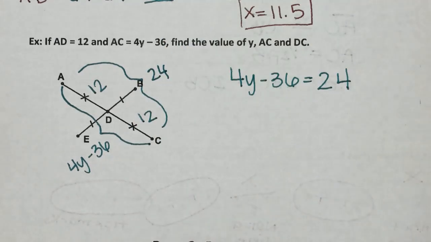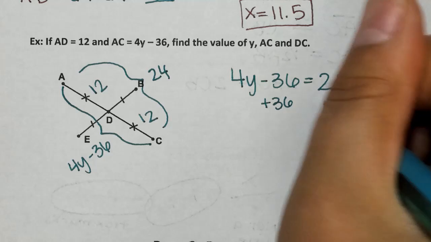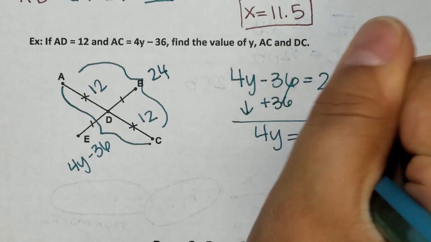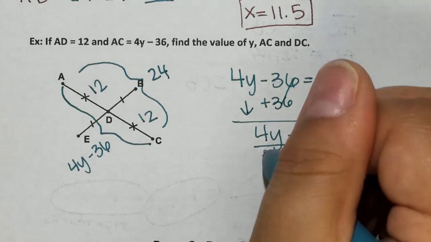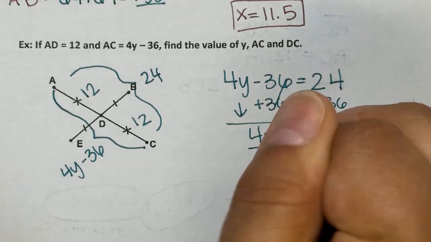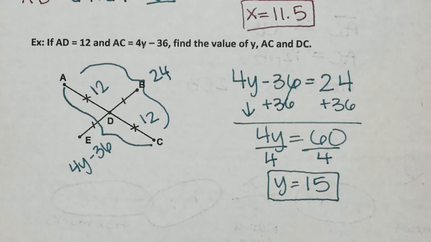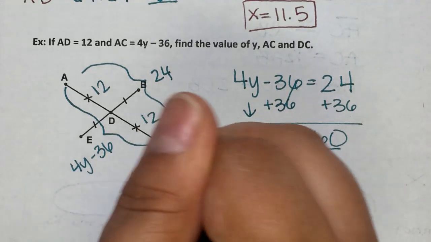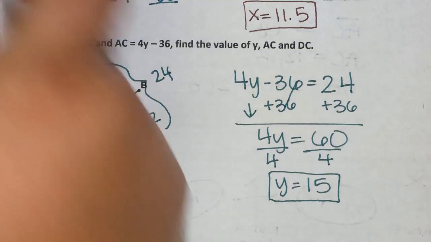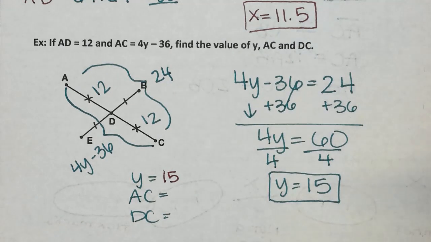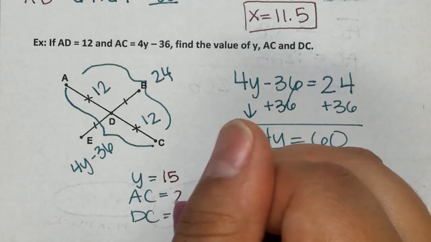And then you needed to solve for this. So I'm going to add 36 to both sides, which is 60. And then I get 15. Does that make more sense for those of you that got y equals 12? And it wants to know what is y, AC, and DC. So y is 15. What's AC? 12. AC and DC.